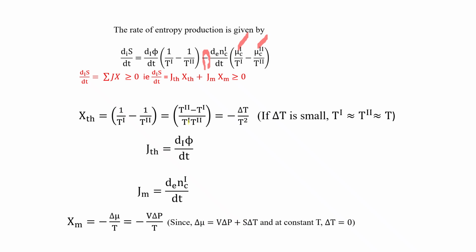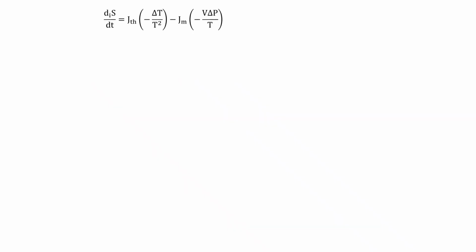So instead of del nu we can substitute the value vdp. So here instead of del nu we can substitute v del p, and here also instead of this 1 by t1 minus 1 by t2 you can substitute minus del t by t square. So here we have substituted it and we have got this value.